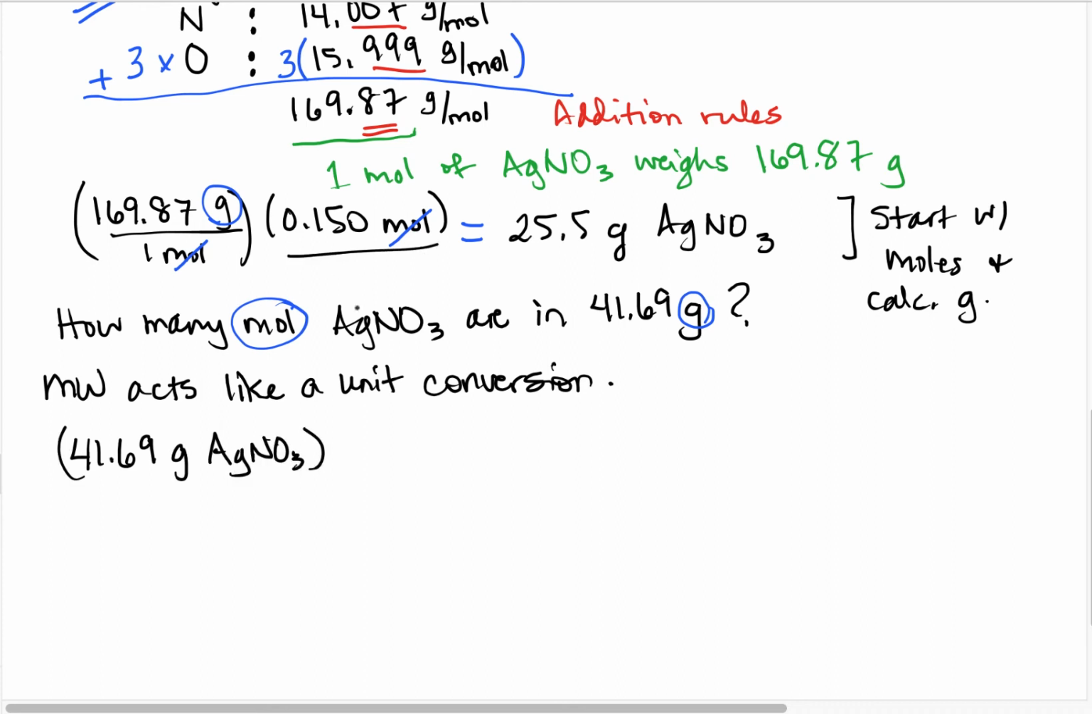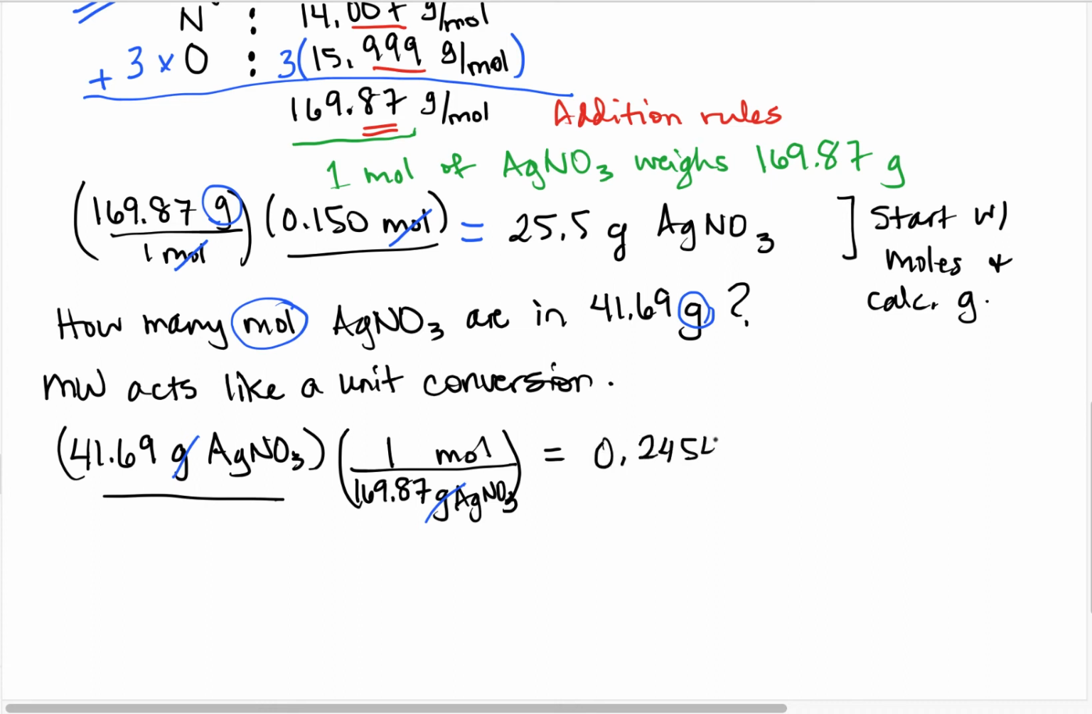We always start with the number that we were given. So here it was 0.150 moles. Here it's 41.69 grams. And then we use the molecular weight. I guess I did the molecular weight over here first, but same idea. But here the grams go on the bottom and the moles go on the top because I want to divide out the grams. So 1 mole of silver nitrate weighs 169.87 grams. So the number of grams go on the bottom because we're dividing out the grams. And when you do this math, you should get 0.2454 moles of silver nitrate.